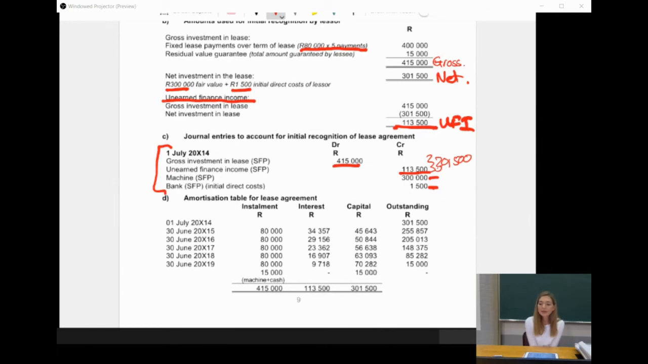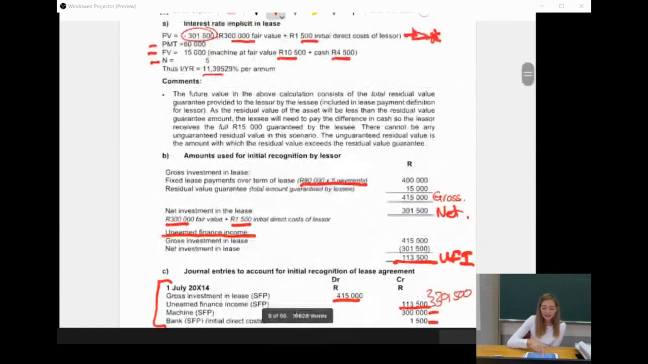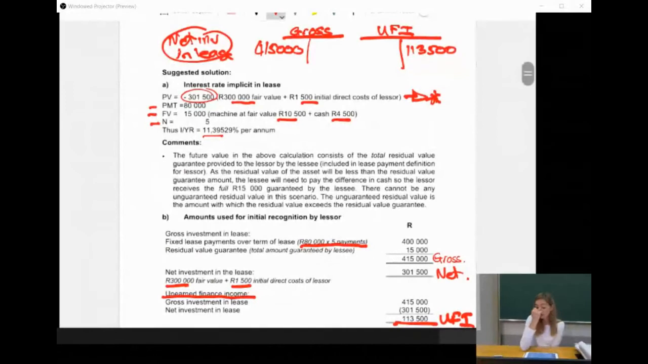Good. Ms. Pretorius, can you only calculate the unearned finance income as a balancing amount? Is there no other way to calculate it? Oh, good question. There is another way to calculate that. If you look at your calculation here of your interest rate implicit in the lease, well, maybe someone else has already answered your question.